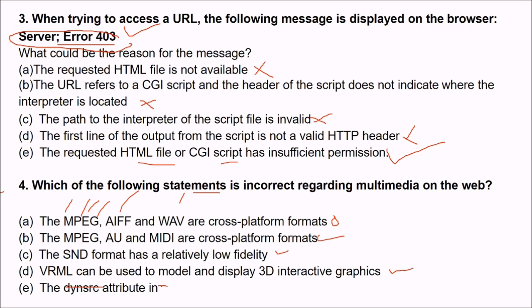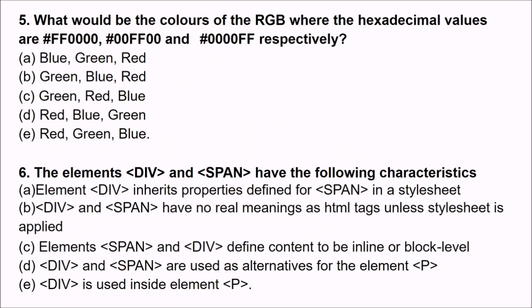This is also not fulfilled. So we'll go with this. The incorrect one is the MPEG, AIFF and WAVE. They are cross-platform formats. MPEG is, but not about this, right? So the answer, which one is incorrect, is A.